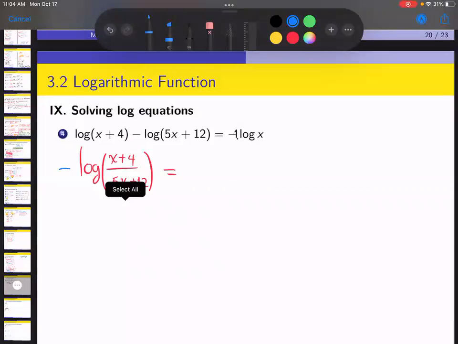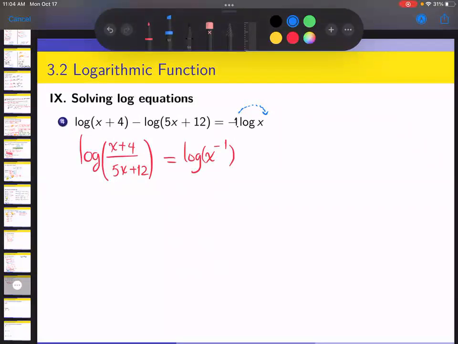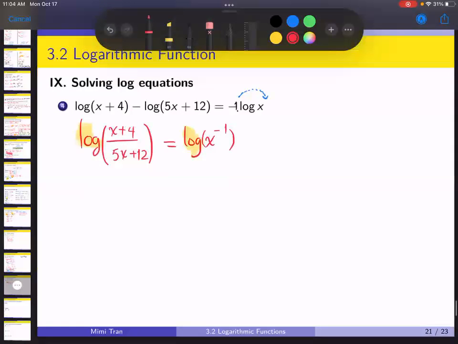No, then I have a negative here. Remember, I tried to clean them up. Yeah, you put it in the top, right? You remember the parachute rule. So that becomes log of x to the -1. Now you can cancel. So I have x plus 4 over x plus 5. Sorry, 5x plus 12. X to the negative first is the same thing as the other way around. 1 over x.